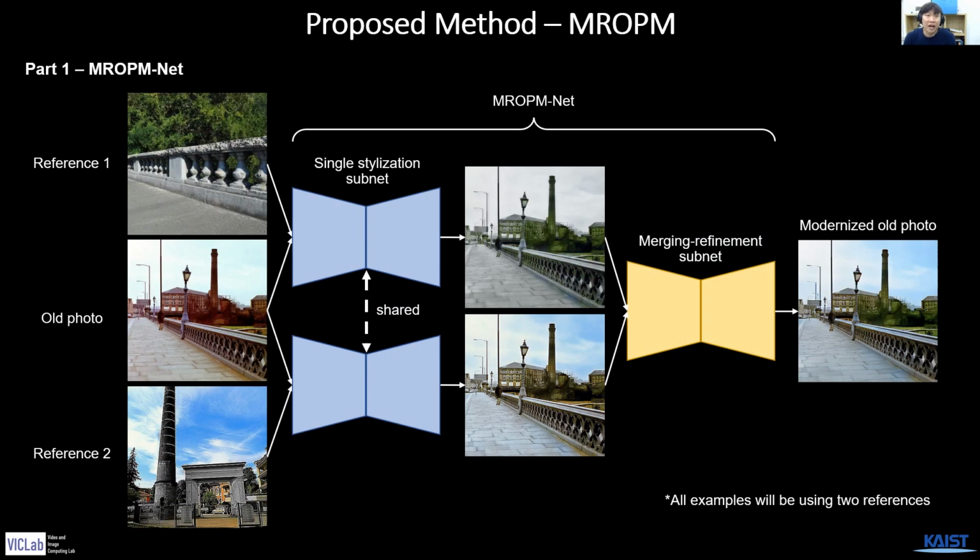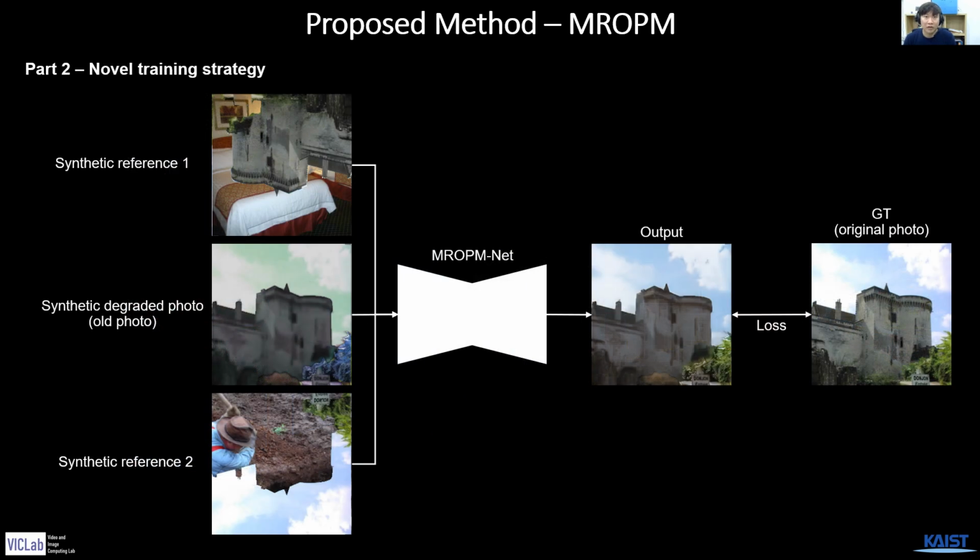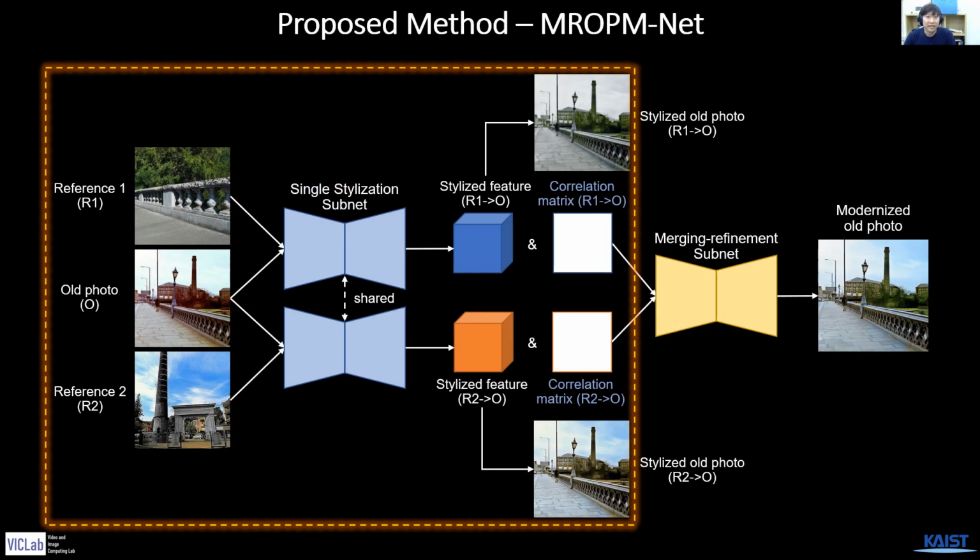To solve these issues, in this work, we propose a multiple reference-based old photo modernization framework that consists of two main parts. The first part is MROPM-Net, which consists of two subnetworks, a single stylization subnet that can perform both global and local PST without any semantic segmentation mask, and a merging refinement subnet that merges multiple stylization results and further refines the merging results. The second part is a novel training strategy that generates synthetic training data to train our network, enabling the network to utilize multiple references for modernization. Let's dive into the details of our network.